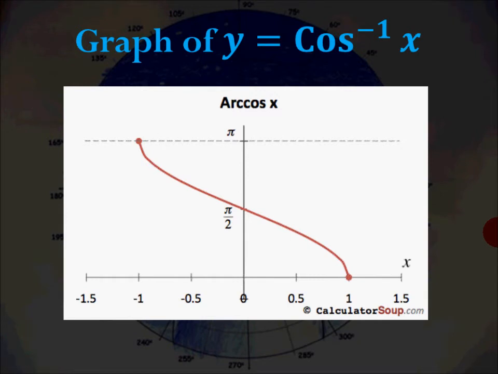So the graph of the inverse cosine of x with a capital C, again, the domain is only from negative 1 to 1. The range is going to go from pi all the way down to 0. So the inverse cosine of negative 1 is going to be pi. The inverse cosine of 0 is pi over 2. The inverse cosine of 1 is going to be 0.